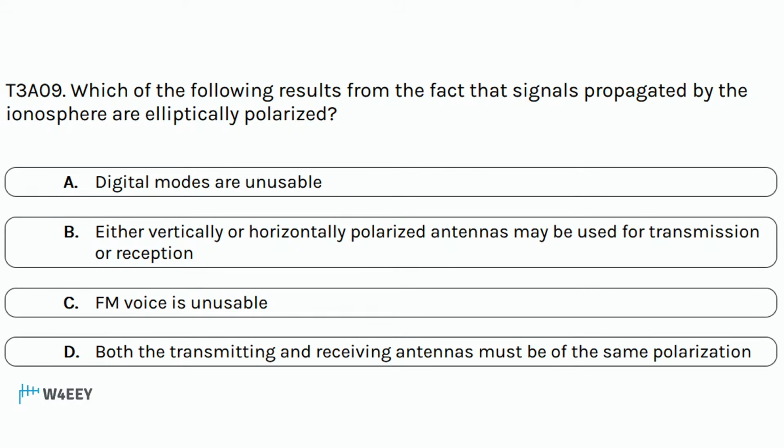And which of the following results from the fact that signals propagated by the ionosphere are elliptically polarized? Bravo. Yeah, it doesn't matter if you use a vertical antenna or a horizontally polarized antenna, they both may be used for transmission and reception.